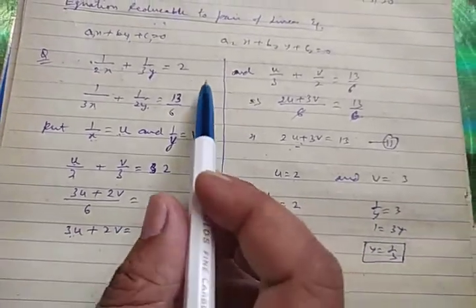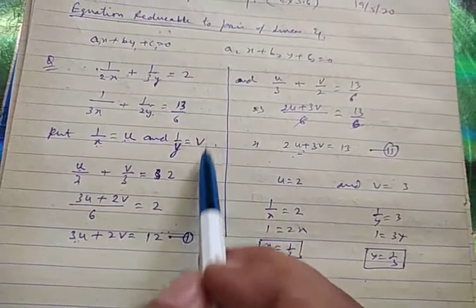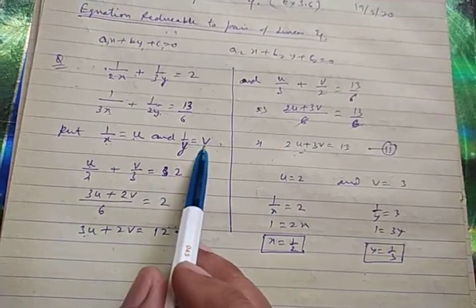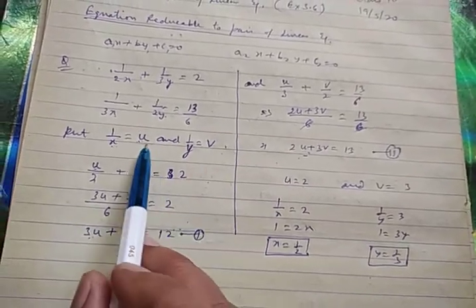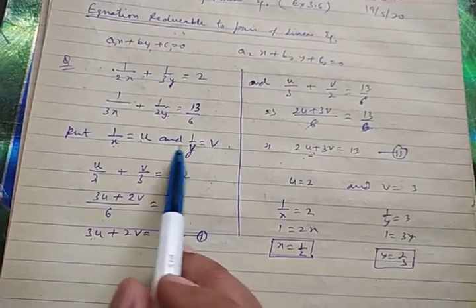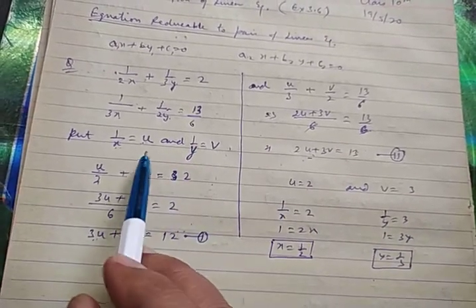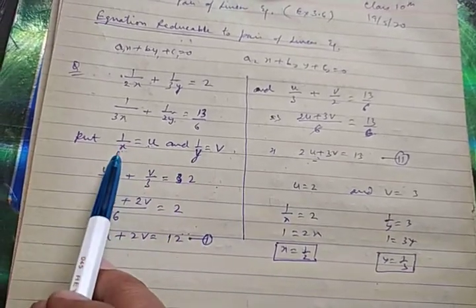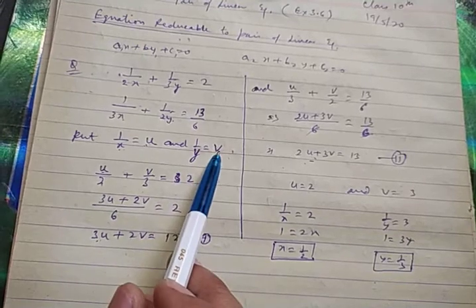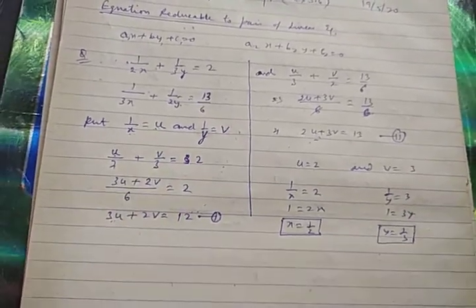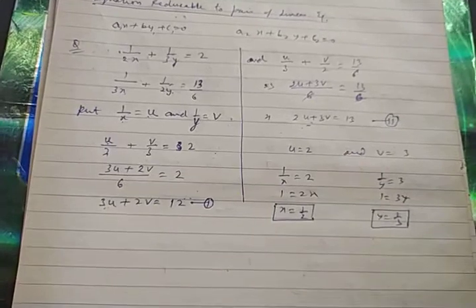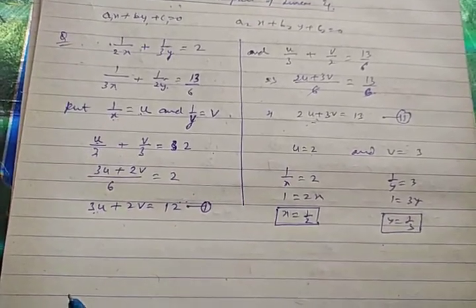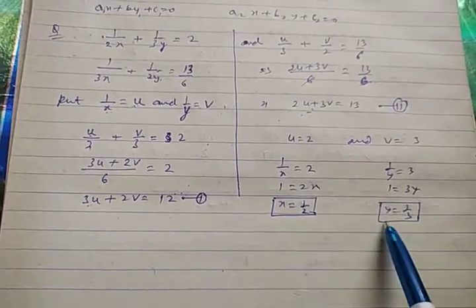So by assuming certain quantities u and v, you can also consider them a and b, or p and q. Two different letters are to be chosen as the new variables for the assumed quantities. Here for 1 upon x it is u, for 1 upon y it is v. The assumption will vary from question to question, and the solution will follow as I explained in the previous lectures, with two or three more steps like this.